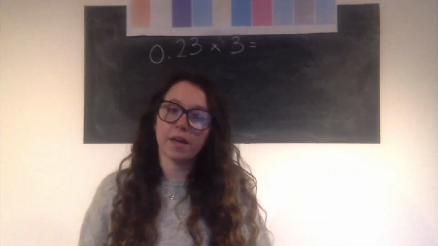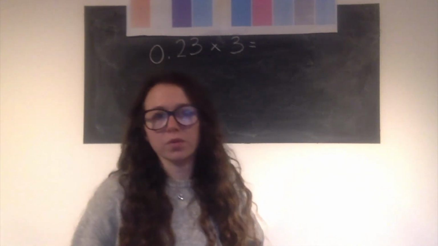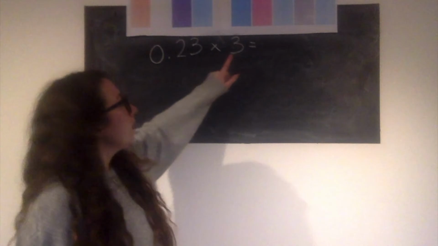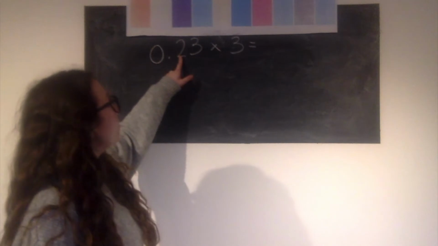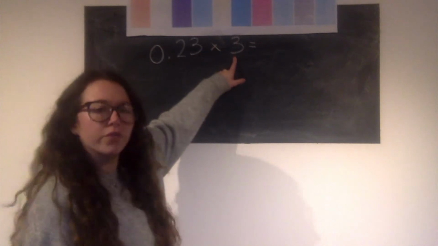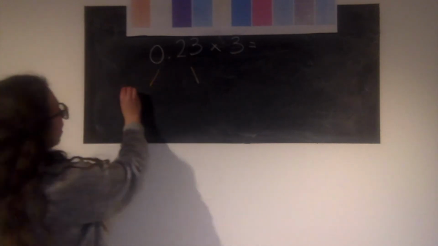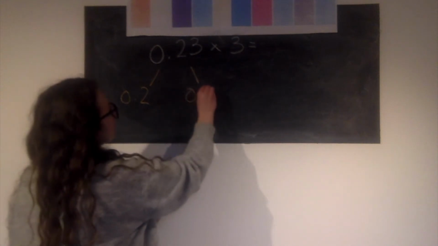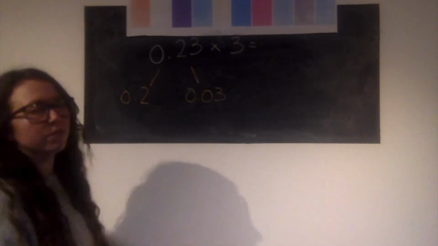Next one's a little bit trickier. You can pause the video and have a go first, or you can work through it with me before you have a go at your own examples. So we've got 0.23 multiplied by 3. We can think about this as 23 hundredths from your work yesterday, because I've got 2 tenths, that's the same as 20 hundredths, and 3 hundredths, so 23 hundredths multiplied by 3. One way we could think about this is we could partition it. So if I partition this number, I've got 0.2, or 2 tenths, and 0.03, or 3 hundredths.